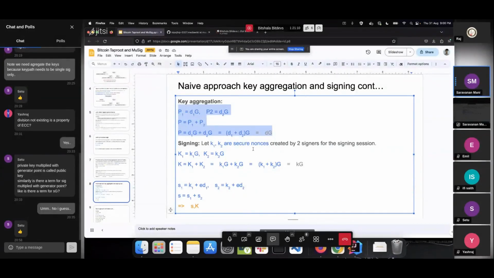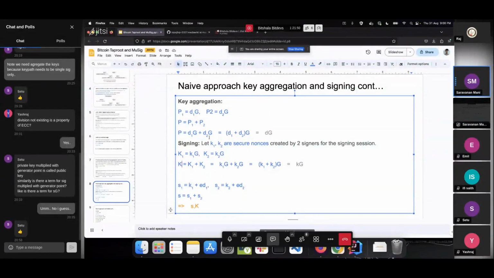Now we are moving to the signing part with Schnorr signatures instead of ECDSA. The Schnorr signature equation is very simple: k plus e times d. Let's create k1 for signer 1 and k2 for signer 2, nothing special here. Signer 1 creates the capital K1, signer 2 creates the capital K2. Both are added together, similar to P1 plus P2, to get K. The aggregated public nonce is called K here, that's it.